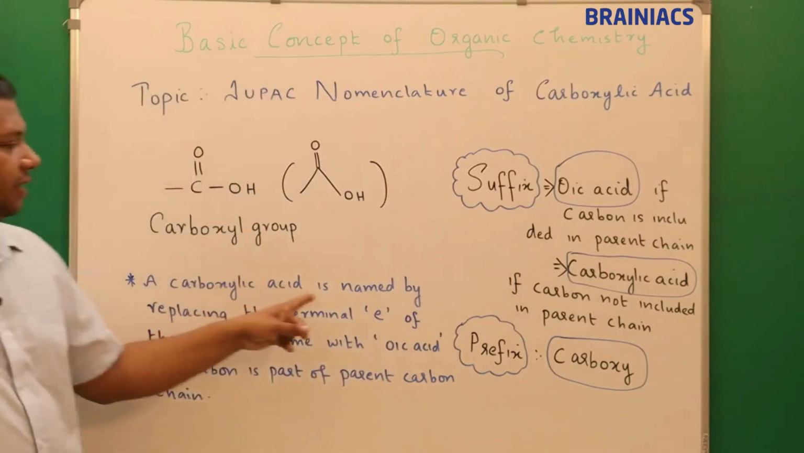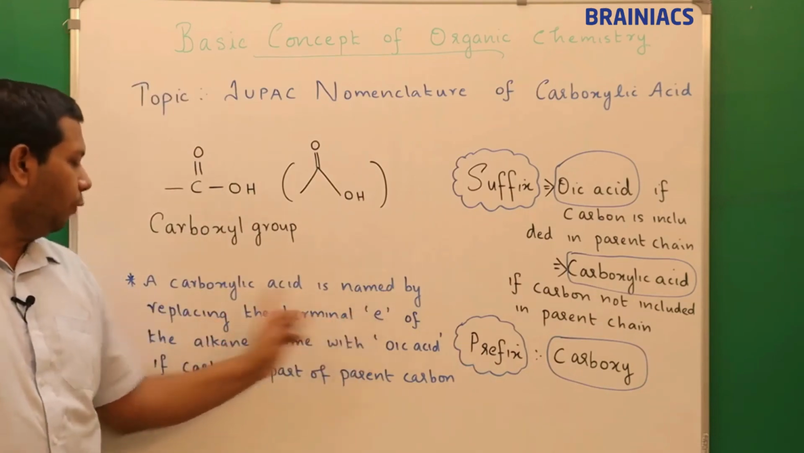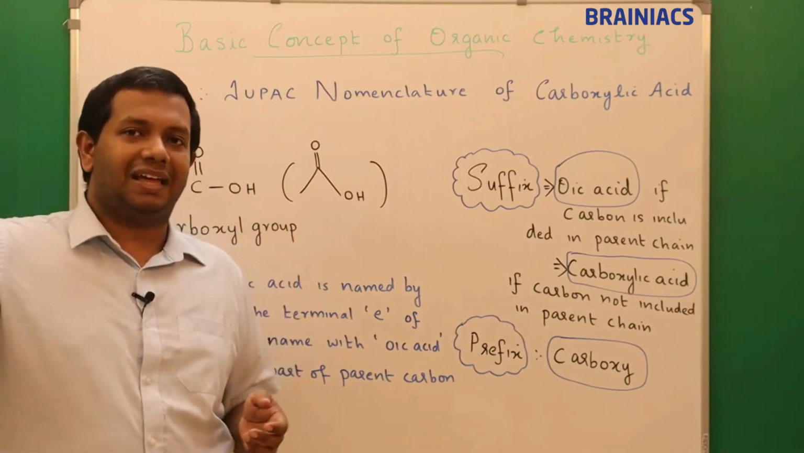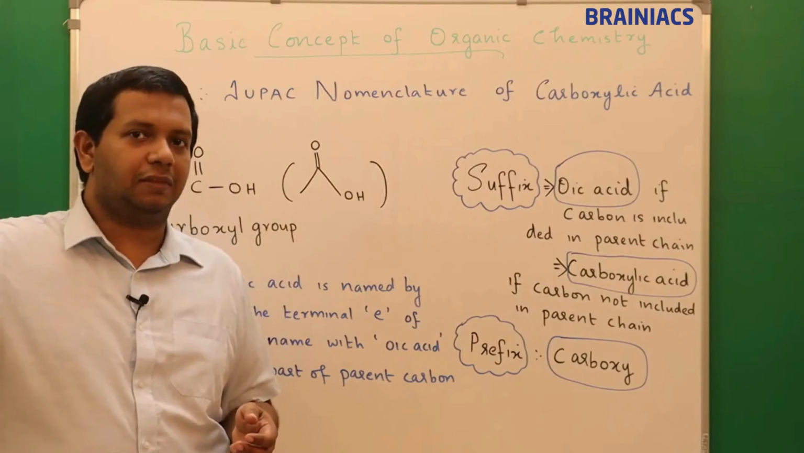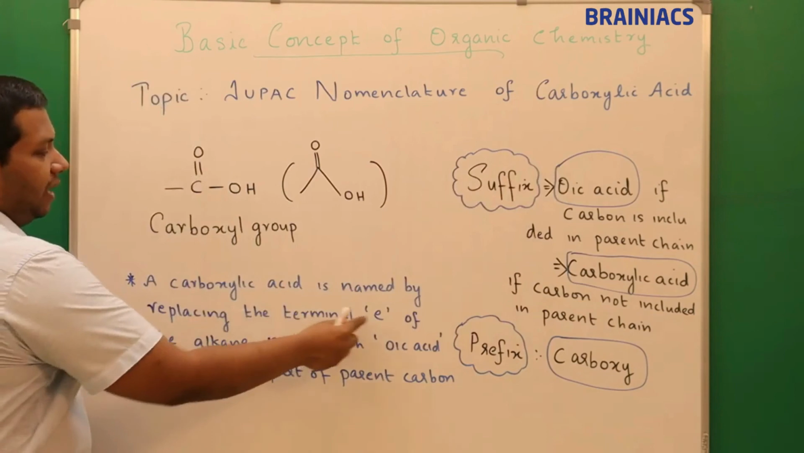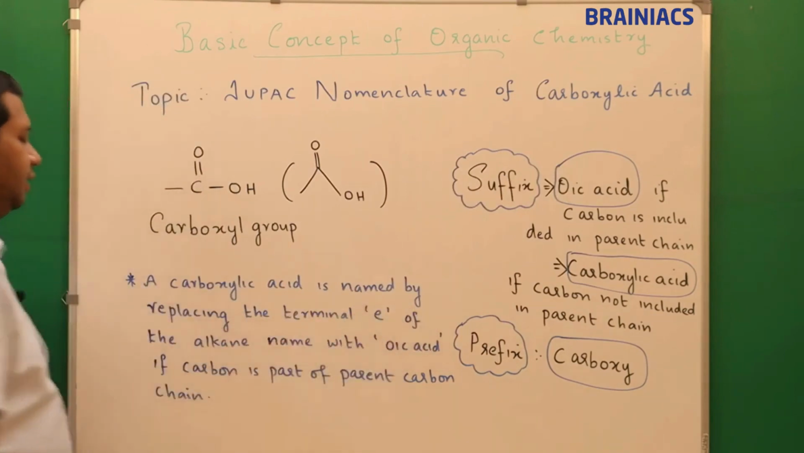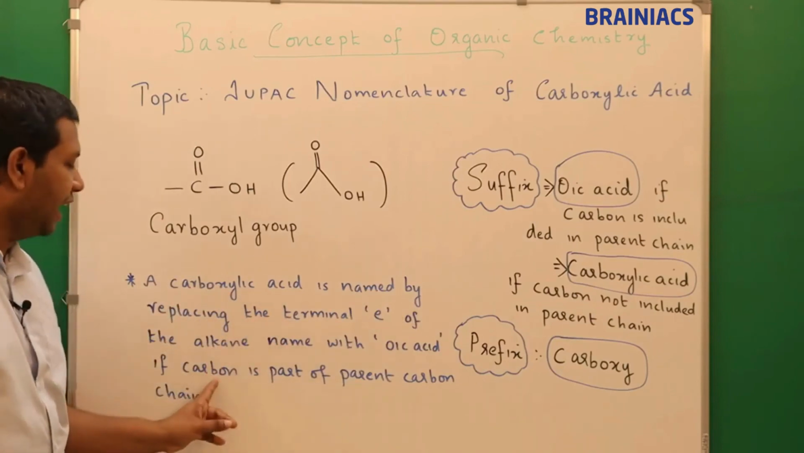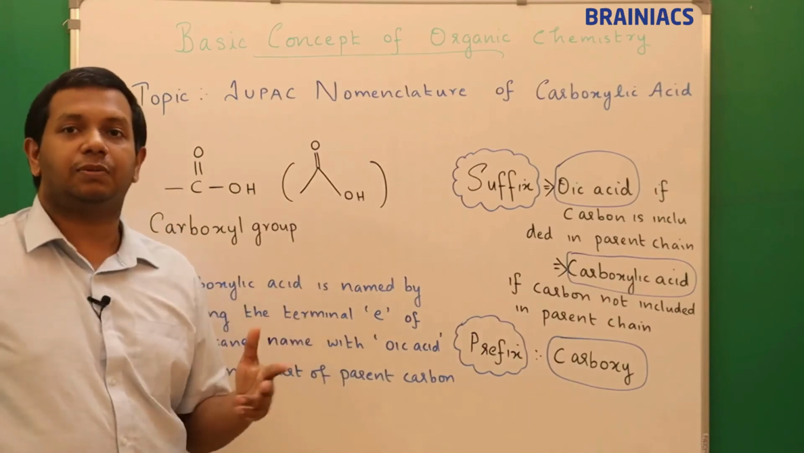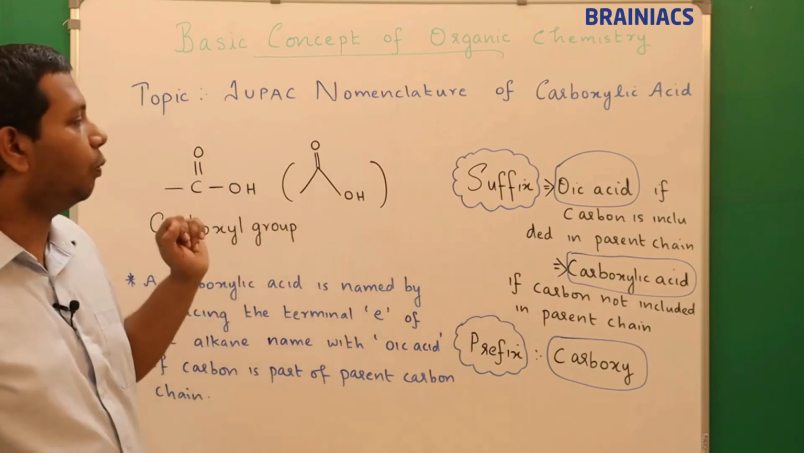A carboxylic acid is named by replacing the terminal E of the alkane. Hope you remember, if it is methane, how we will write methane, then position of the carboxylic acid followed by oic acid. So that is by replacing the terminal E of the alkane name with what? Oic acid. We do this if that carbon is part of the parent carbon chain. There can be another case where the carbon cannot be part of the parent carbon chain. We have seen some examples, I hope you remember.